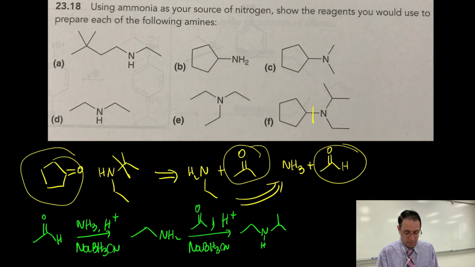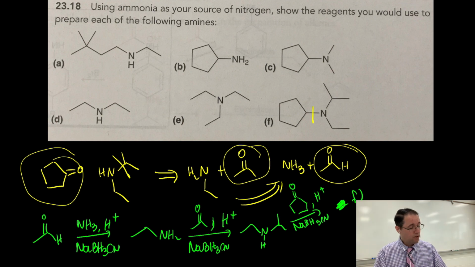Okay, so there's my isopropyl group. And then I want to add cyclopentanone. Okay, H+, NaBH3CN, and that's going to get molecule F. All right, so that's how you do this problem here.